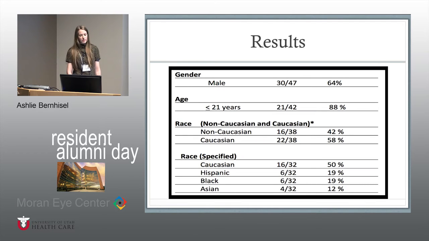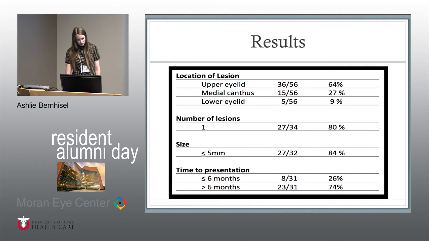So our results: we found that indeed this mostly occurs in males, 64%. As for age of presentation, almost 90% occur in individuals less than 21 years old. As far as race, there was a good distribution across races. As far as location, upper eyelid was the most common, with the medial canthus being the second most common.